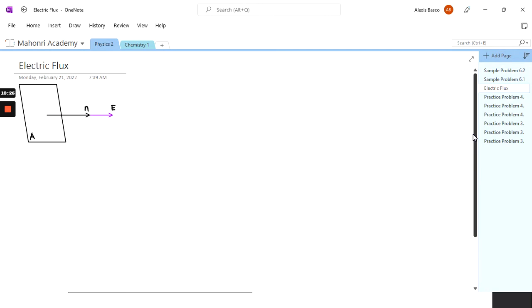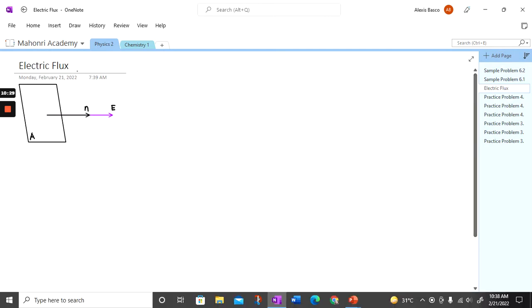Okay, so electric flux, like I've mentioned, is basically how much electric field is flowing onto an area. So think of this parallelogram here, or this rectangle right here, as your area. And this area has what we call an N. An N is what I will call an area vector. This area vector will always be perpendicular to your surface. It will always be perpendicular to the surface.